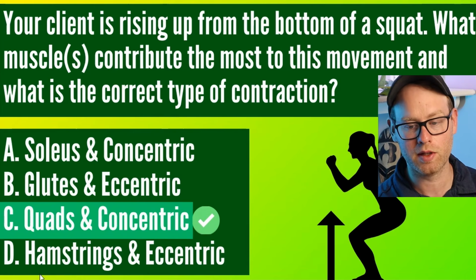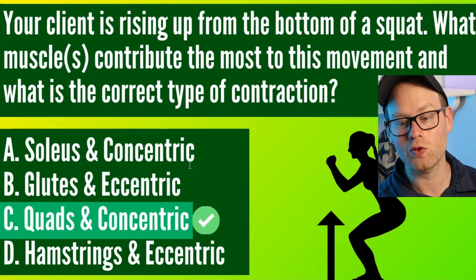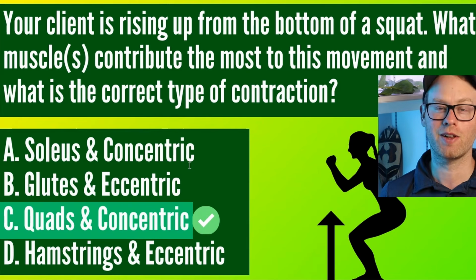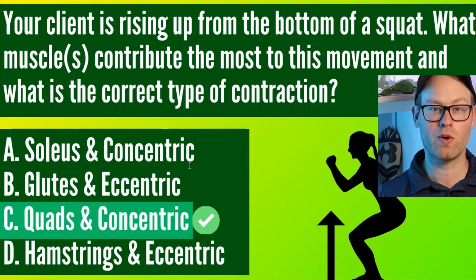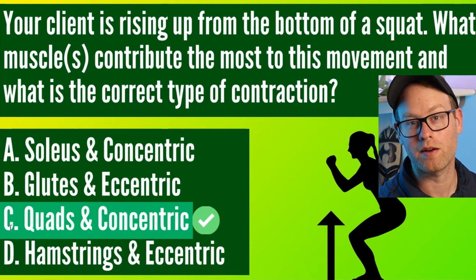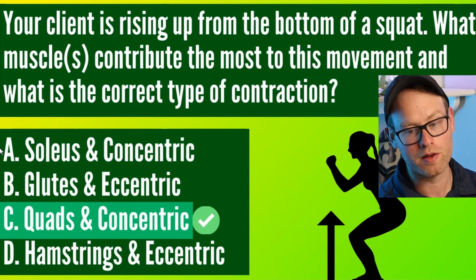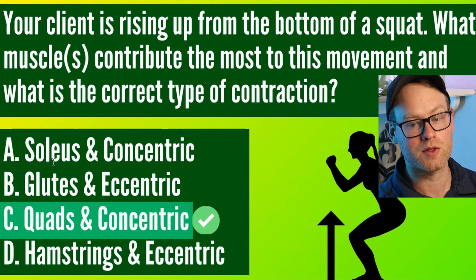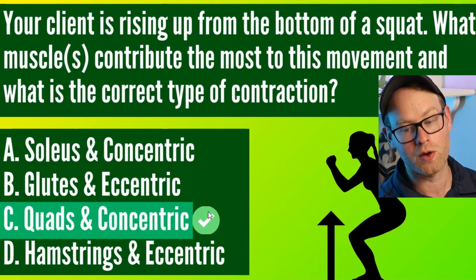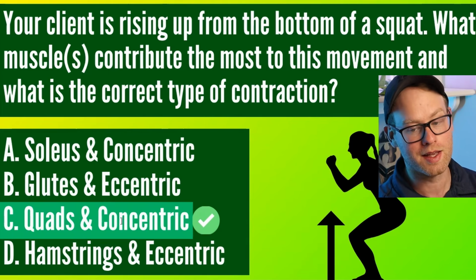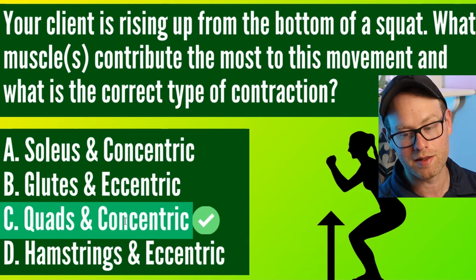The hamstrings do a little bit, so we do need to rule these two answers out, and to do that, you do need to know what's happening as your client is coming out of the bottom of a squat. So again, we know it's concentric up out of the bottom of the squat, so we can limit it down to A and C, and the quads do a heck of a lot more than soleus when it comes to the squatting movement. So yeah, C, the quads in a concentric contraction, that is the best answer here.